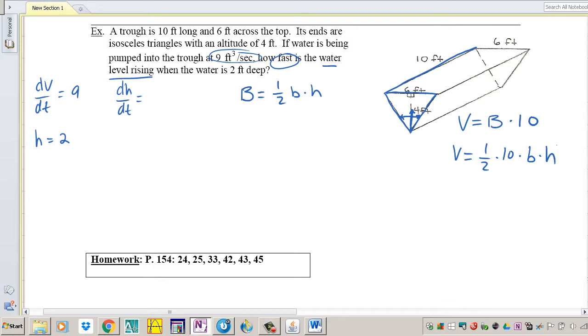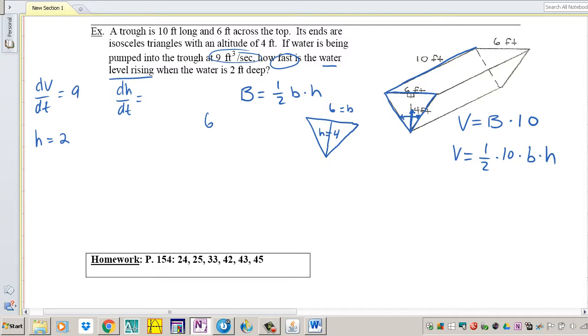Now, since we're not given a derivative of b, since we don't know at what rate b is changing, we have to eliminate the b variable. Well, if I look at my triangle, I have a triangle that is 6 feet horizontally and an altitude of 4 feet. So this is my base and this is my height. We have to write a relationship between these two.